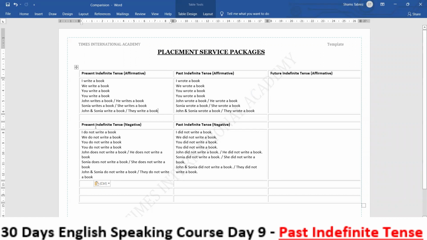And if we talk about present indefinite negative, to make a negative sentence, helping verb do and the word not are added. So I do not write a book. So this is present indefinite negative. In past indefinite negative, it is I did not write a book. Right? So here, do is the first form of the helping verb, but in past, did, the second form of the helping verb, is used. But the verb form remains the first form.